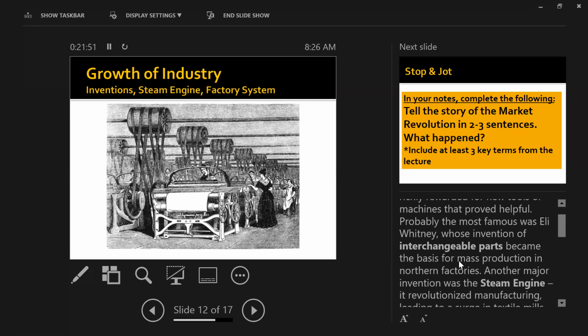One of the most famous inventions from this era are interchangeable parts. Again, make sure you have interchangeable parts written down. Interchangeable parts were invented by Eli Whitney. And this becomes the base for mass production.